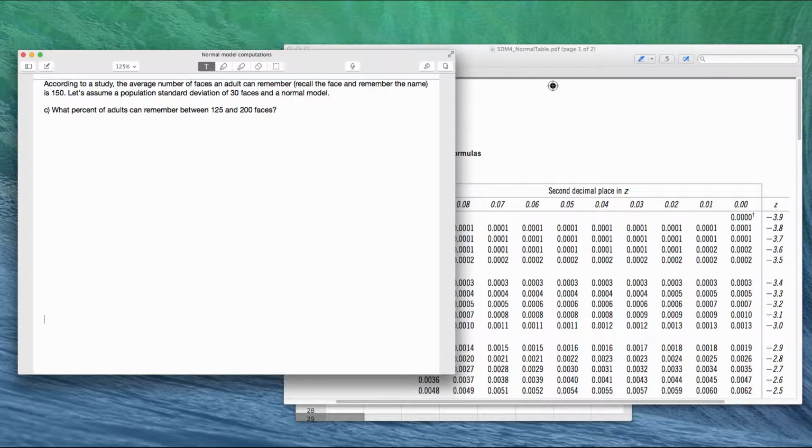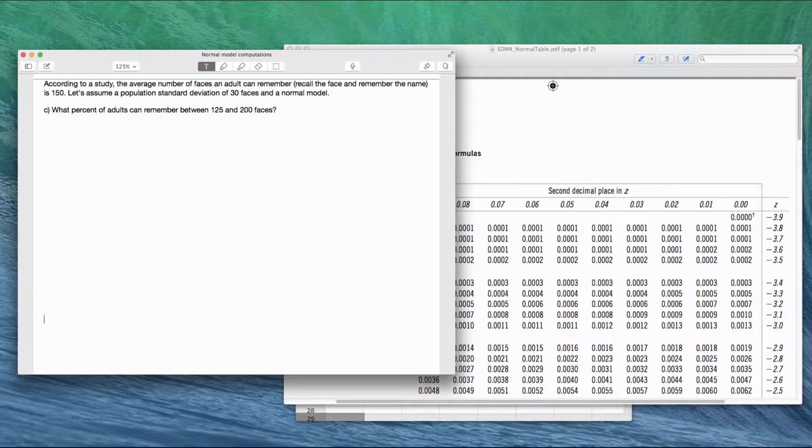This is the third video in a small series for how to use the normal table and StatCrunch to calculate probabilities with a normal distribution. We're using the same example. According to a study, the average number of faces an adult can remember, recall the face and remember the name, is 150. Let's assume a population standard deviation of 30 faces and a normal model.